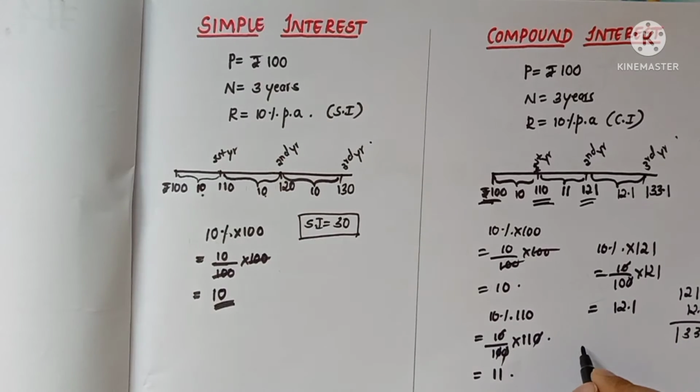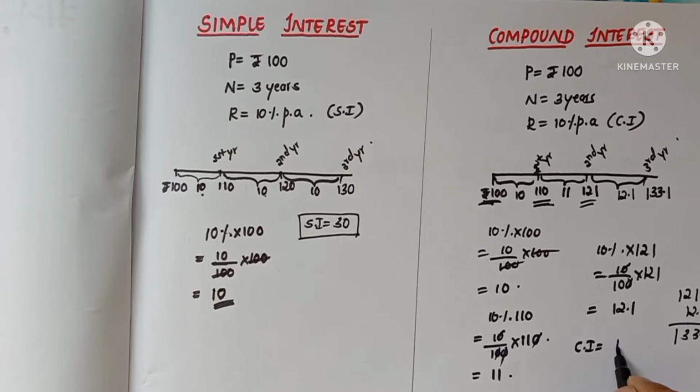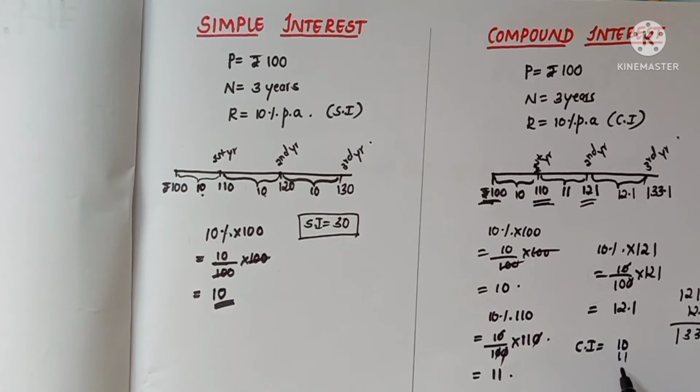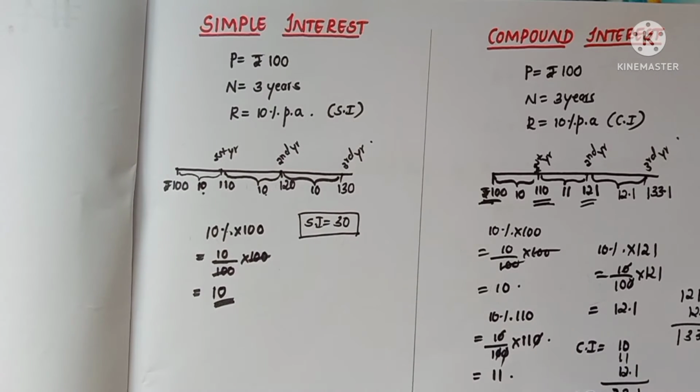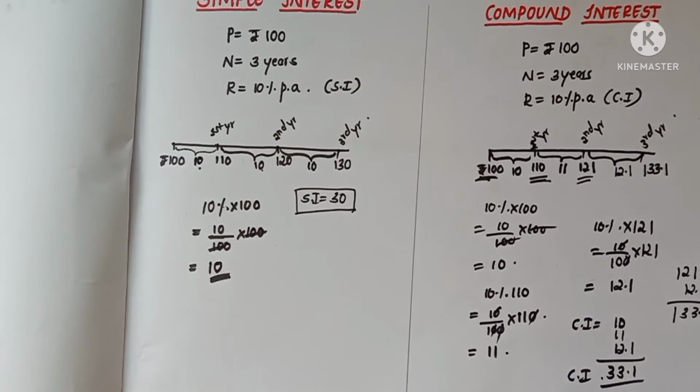Therefore, what is the compound interest in total? For the first year, it is 10. For the second year, it is 11. For the third year, it is what? 12.1. So the total is what? 33.1. This is what? Compound interest.